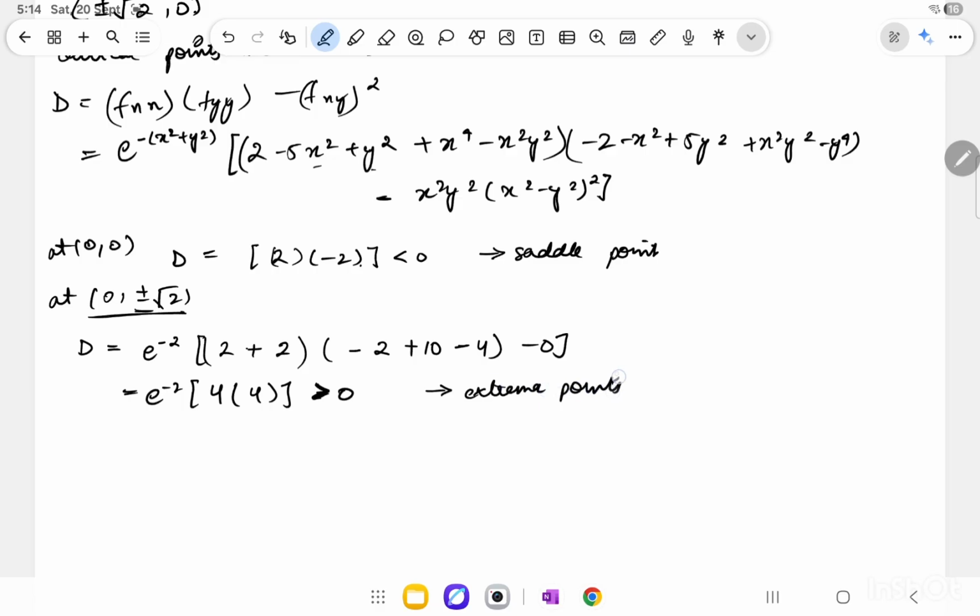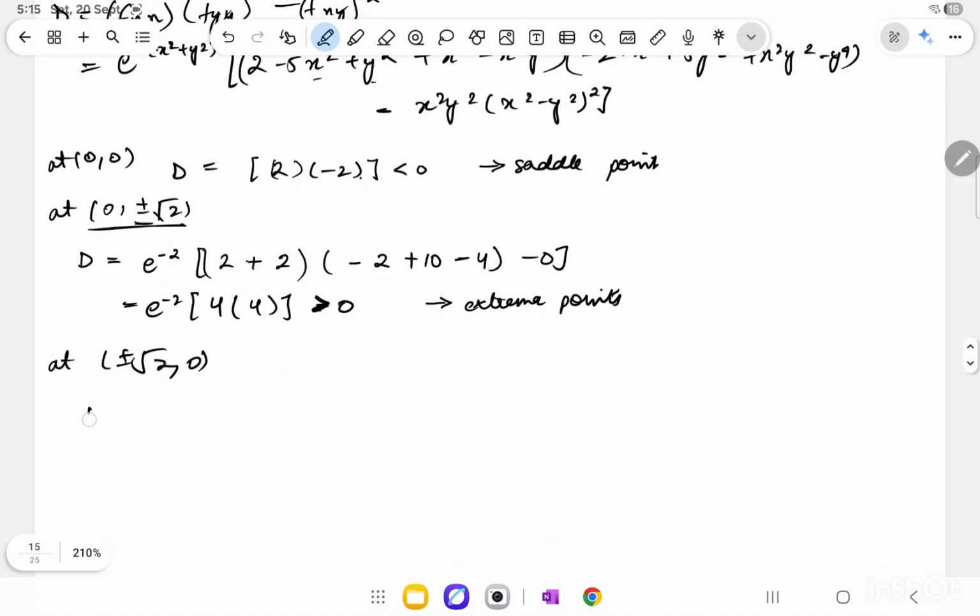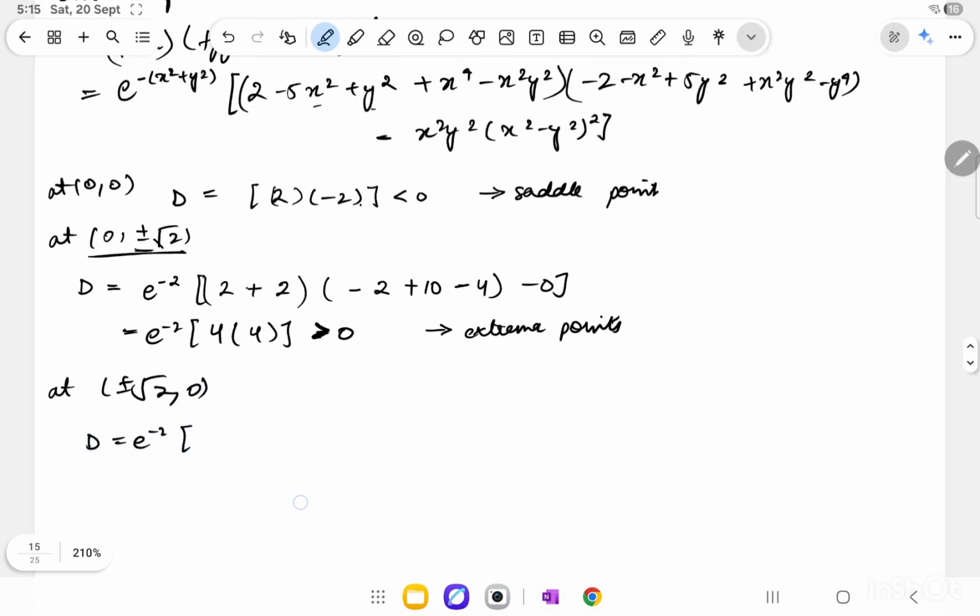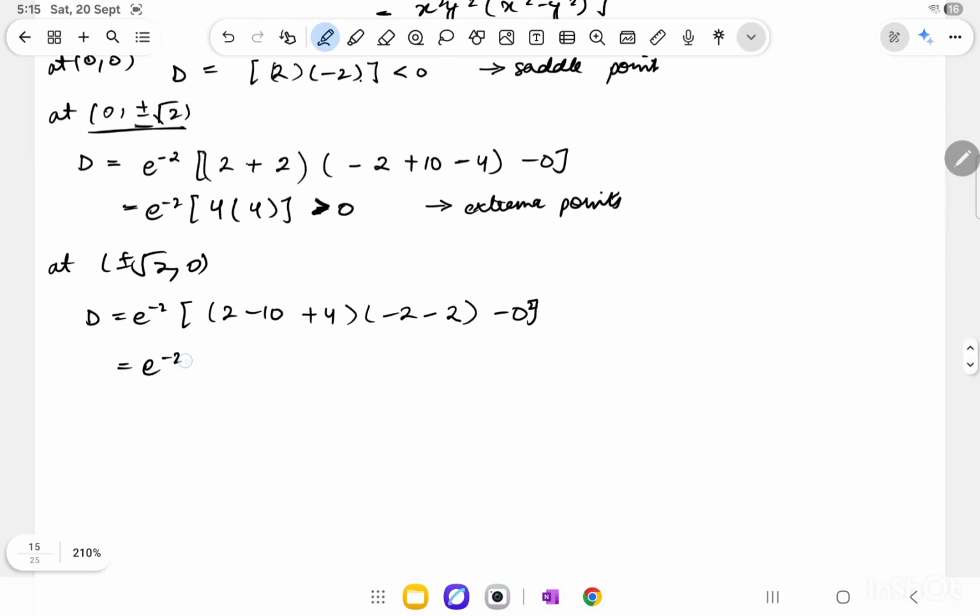Likewise at plus minus root 2, 0, my D will be e raised minus 2 into (2 minus 10 plus 4) into (minus 2 minus 2) and minus 0 square. So this basically gives me e raised minus 2 into (6 minus 10) into (minus 4), that is again 16 e raised minus 2, which is again greater than 0. So these are also points of extrema.